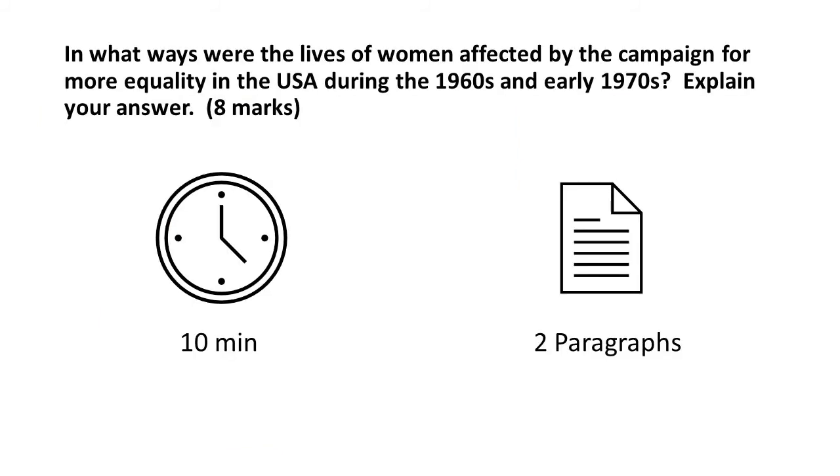So what I want us to do is have a look at an exam question, and it's going to be an 8-mark question. In what ways were the lives of women affected by the campaign for more equality in the United States of America during the 1960s and 1970s? Explain your answer. So it's an 8-mark question. We know we're going to have 10 minutes to answer that in the exam. We know it's going to take about 2 paragraphs because for every 4 marks, it's 5 minutes and a paragraph.